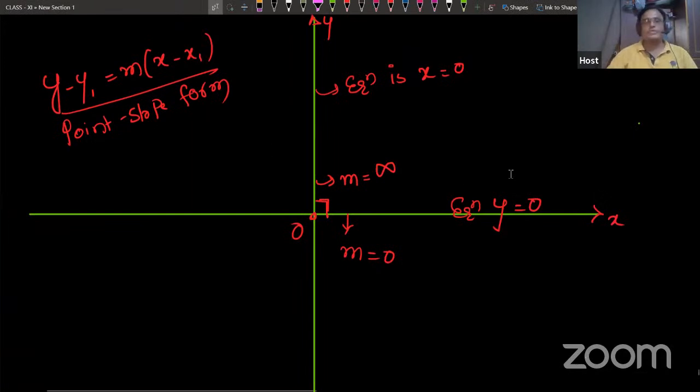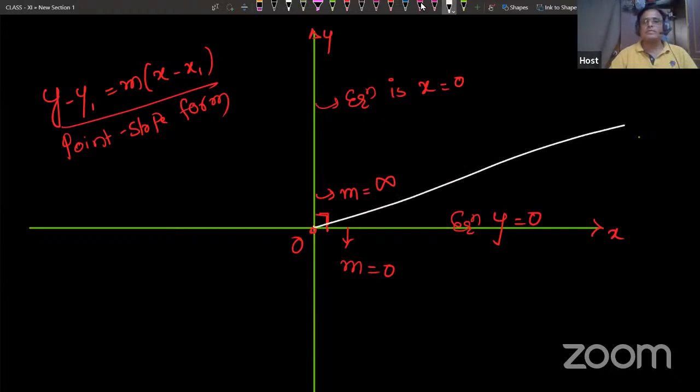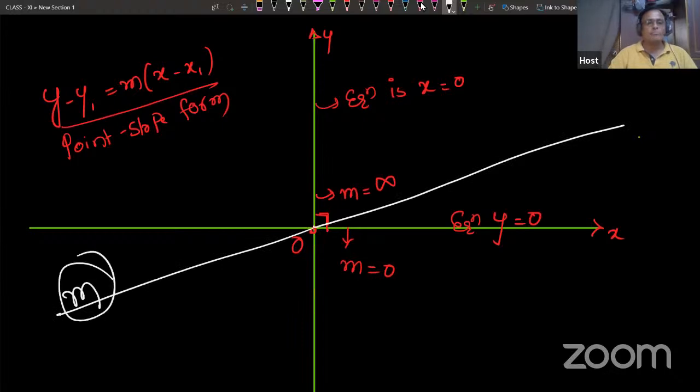So, dear students, in the previous lecture, we have discussed the point-slope form: y minus y1 is equal to m into (x minus x1). And the equation of a line passing through the origin and having slope m is y is equal to mx.